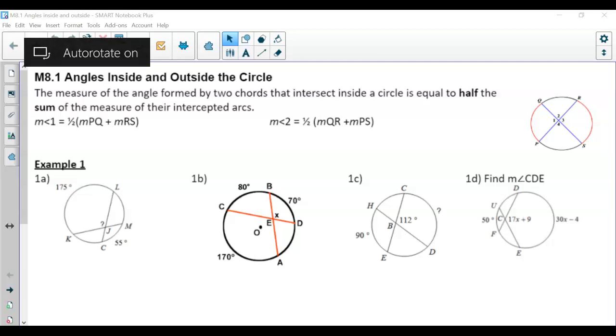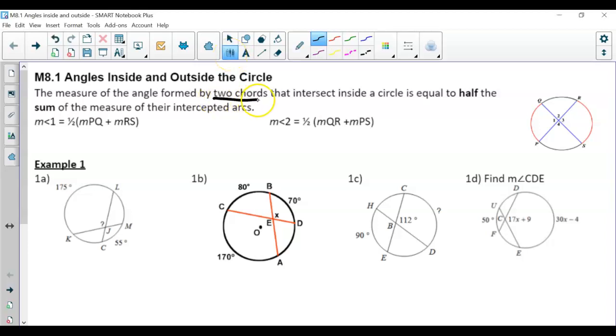In this lesson, we are continuing with angles with our circles, but now strictly talking about inside and outside. Now, the only angles we talked about for the inside were central angles. So what if now the angle is just not in the center? What if you have two chords here that are intersecting inside the circle?